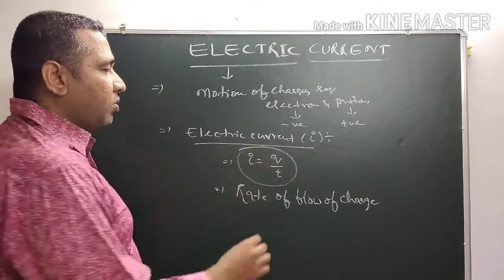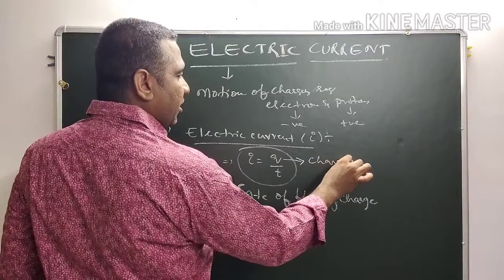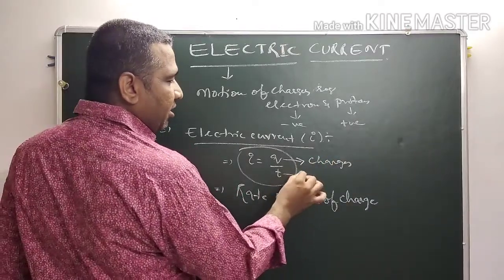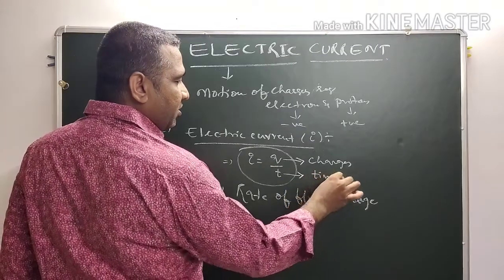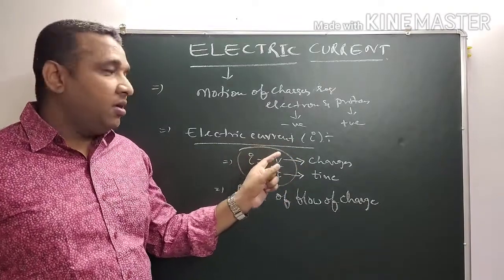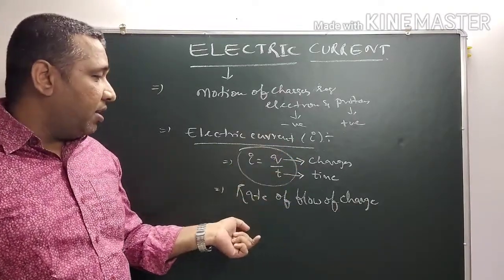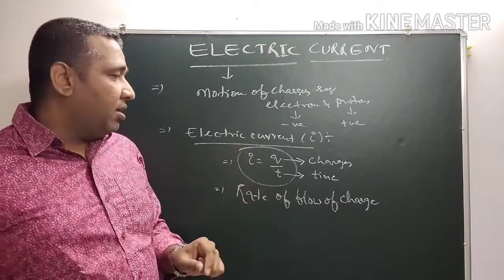Here Q indicates the charge, and T refers to time. So by the formula we can easily state the definition of electric current. Rate of flow of charge is nothing but electric current.